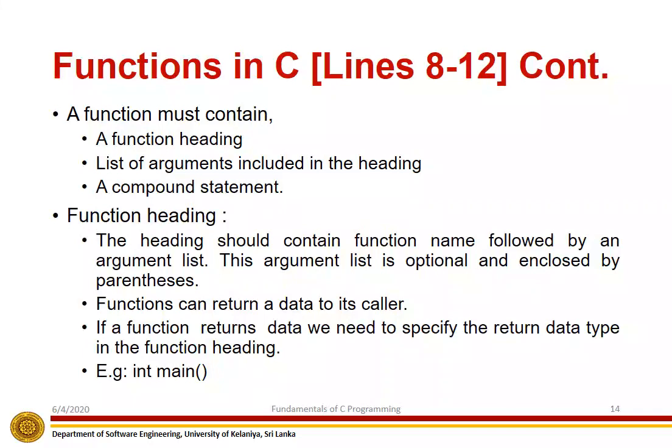If a function returns data, we need to specify the return data type before the function name in the function heading. For example, int main. Here, int is the return data type, then the function name main, and here we are not passing any argument, so empty parentheses.